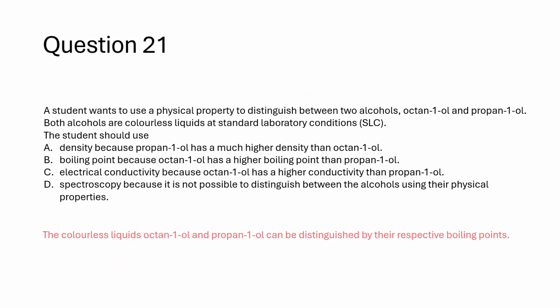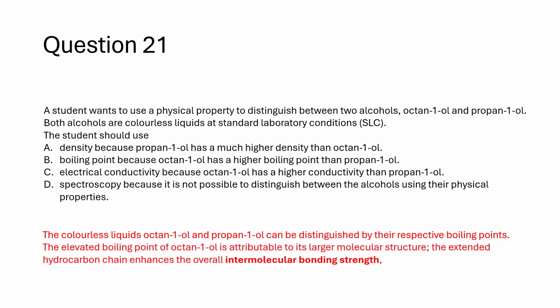The colorless liquids octan-1-ol and propan-1-ol can be distinguished by their respective boiling points. The elevated boiling point of octan-1-ol is attributable to its larger molecular structure. The extended hydrocarbon chain enhances the overall intermolecular bonding strength, demanding a higher temperature for vaporization.